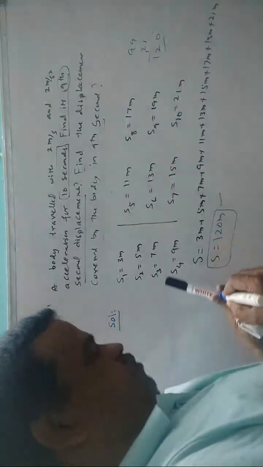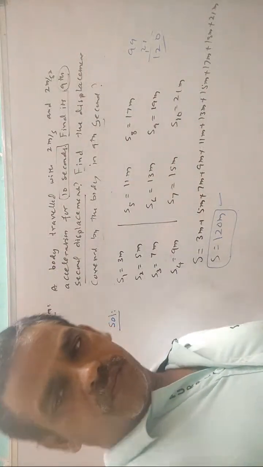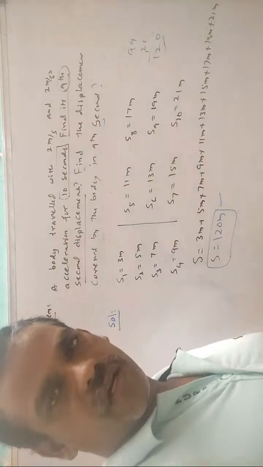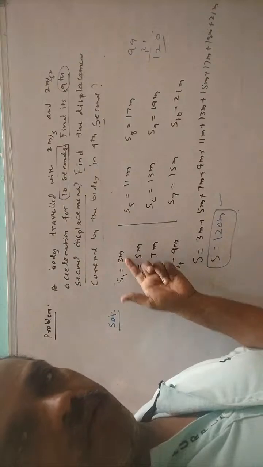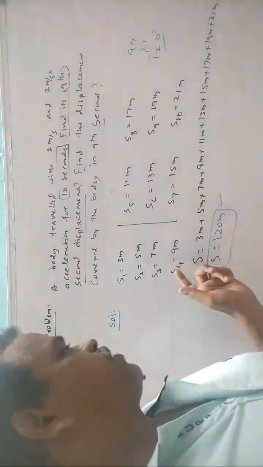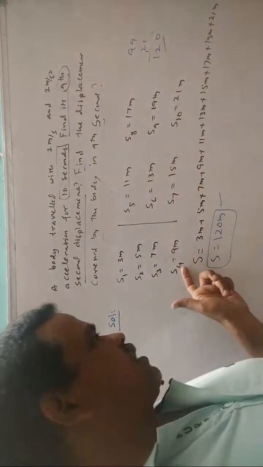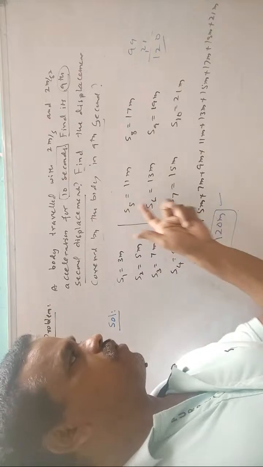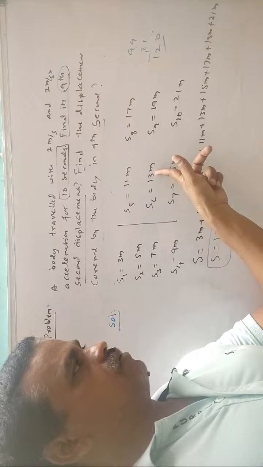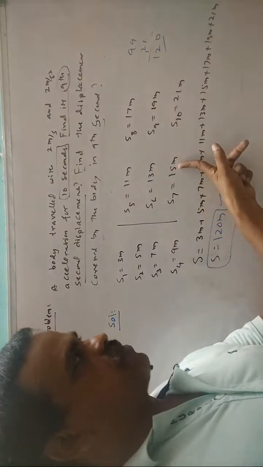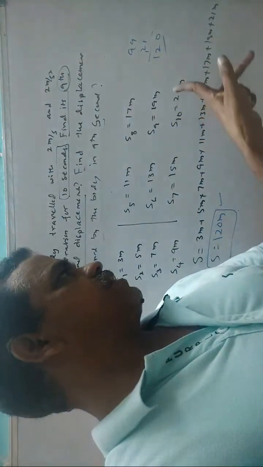So from this answer, what information we are getting here? The body covered in first second 3 meter, the body covered displacement in second second 5 meter, in third second displacement 7 meter, in fourth second displacement 9 meter, in fifth second displacement 11 meter, then in sixth second 13 meter, in seventh second 15 meter, in eighth second 17 meter, in ninth second 19 meter, in 10th second 21 meter.